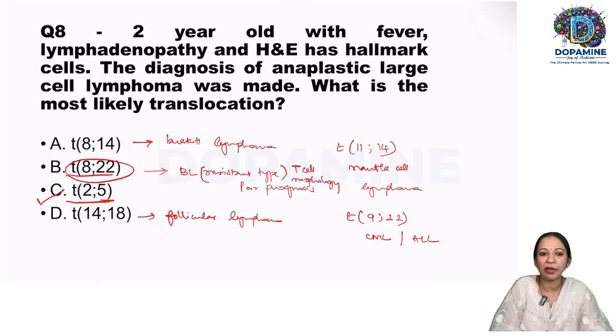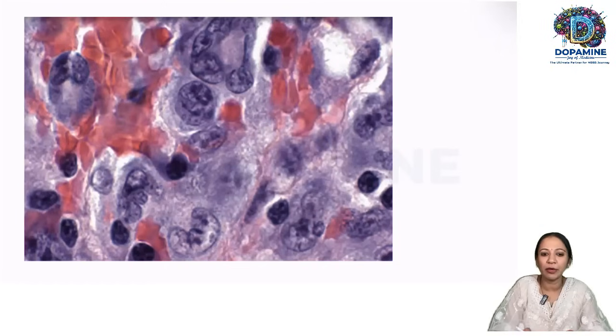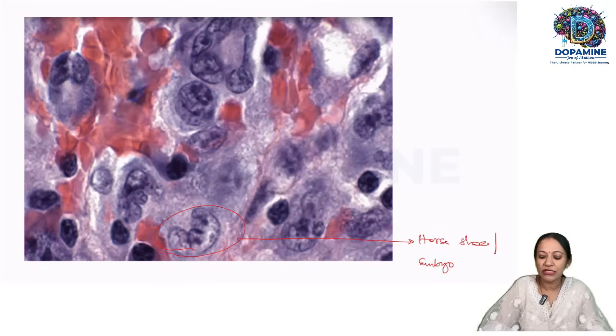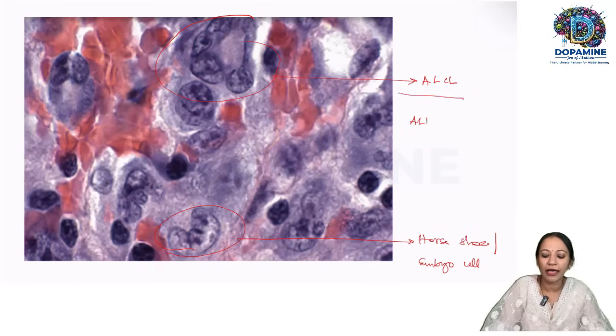So here it is a case of anaplastic large cell lymphoma. Since it is given, what is the hallmark cell seen in anaplastic large cell lymphoma? This is the hallmark cell. Remember this picture. Can you see? It is something like a baby lying down, isn't it? A horseshoe or an embryo cell. This is exactly looking like an embryo. So this horseshoe or embryo cell is a very classic picture of anaplastic large cell lymphoma. And all these tumors will have ALK positivity. So what is the immunohistochemistry marker? It is ALK positivity. Okay, so that is the classic picture of anaplastic large cell lymphoma.